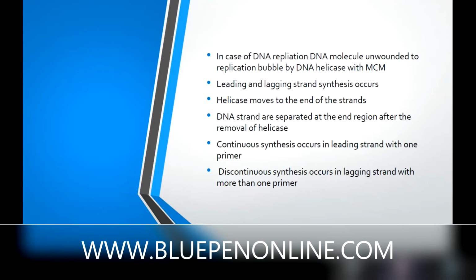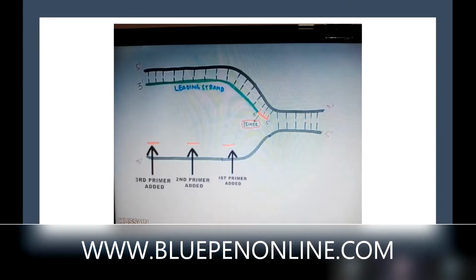Now the helicase moves, and that is the important point. Helicase moves to the end of the strands, then the strands are separated. In the next slide, we can see how the strands are separated and what happens when helicase is removed. This is the end portion of the double-stranded DNA strand. Clear?